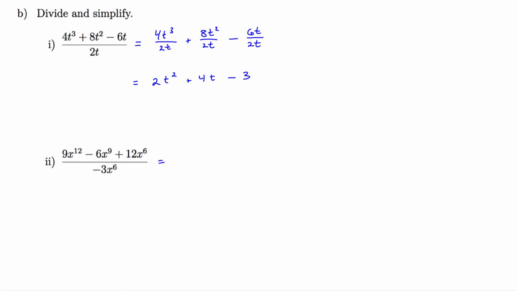What I mean by that is when I write 9x to the 12th over negative 3x to the 6th, I recognize that a positive divided by a negative will be a negative, and then I will have 9x to the 12th over 3x to the 6th. When I go to the second term in the numerator, negative 6x to the 9th, and write that over negative 3x to the 6th, I'll recognize that a negative divided by a negative is a positive, and simply write 6x to the 9th over 3x to the 6th.